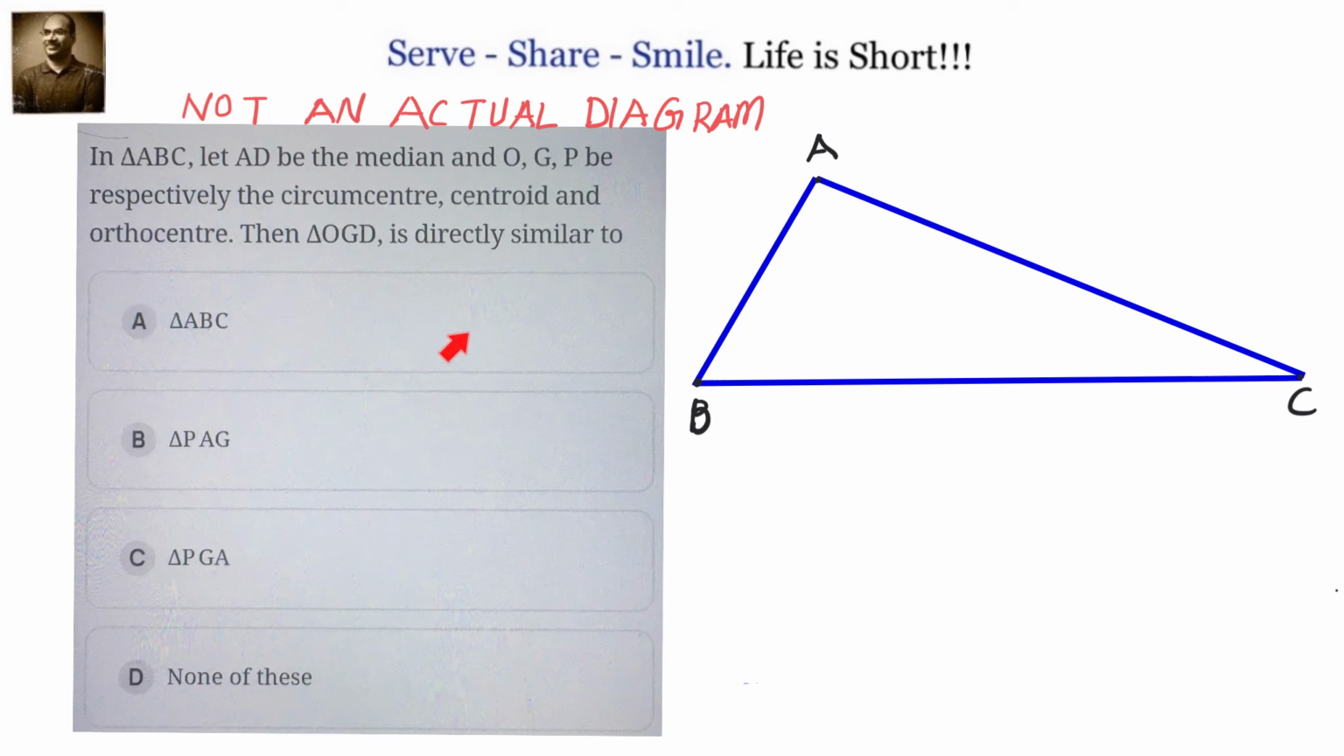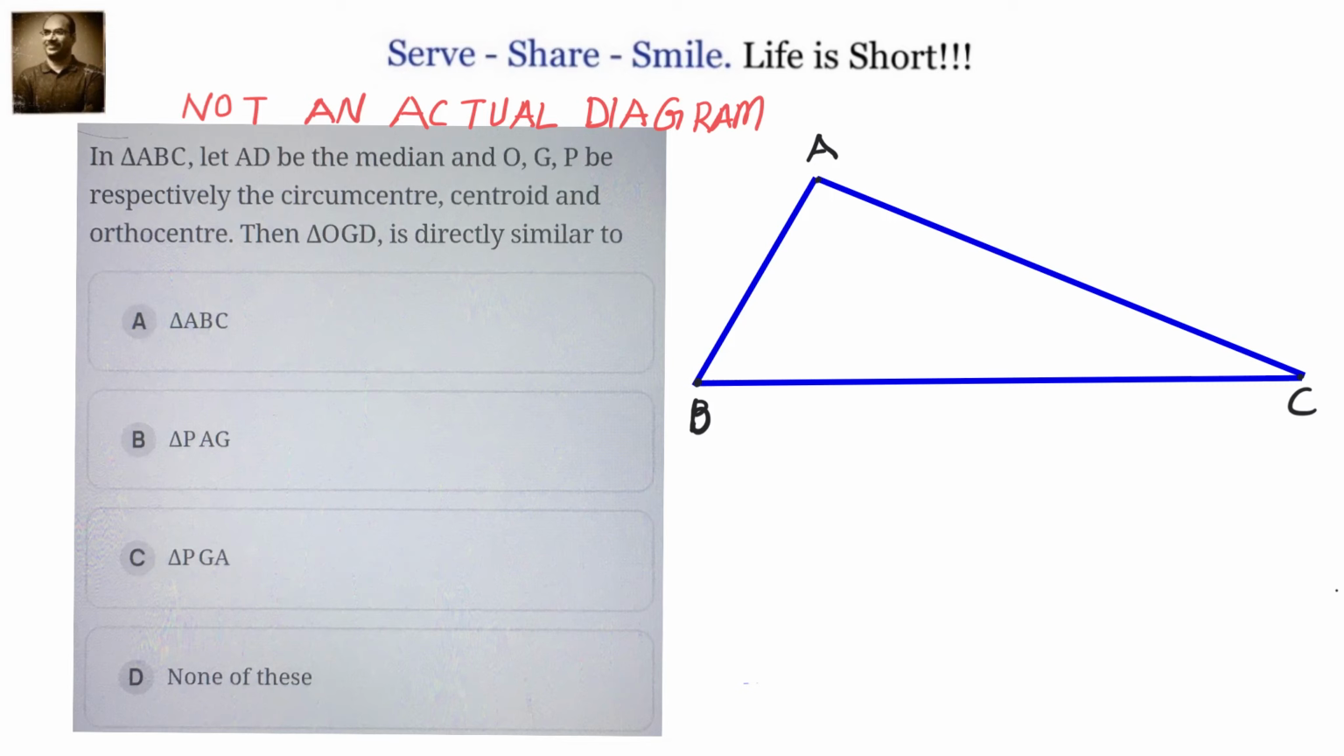Now we not only solve this problem, we will also try to understand what is the relation between O, G, P, are they collinear or not. Okay, we'll try to understand that also. So first we need to show that OGD is similar to which one of them. So let's start with what is the information given to us. Given to us that AD is the median.